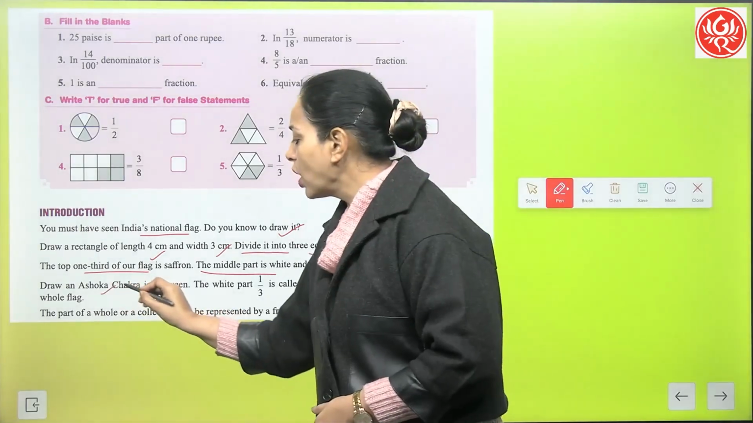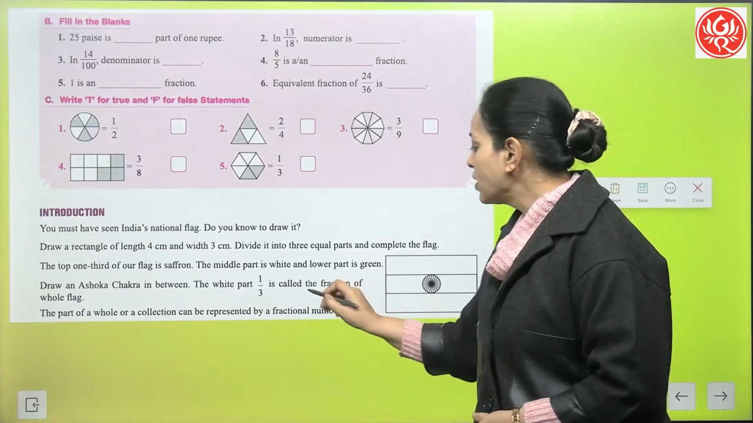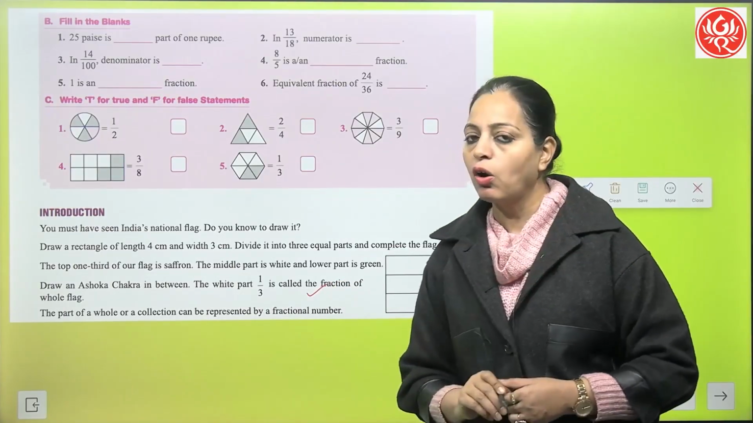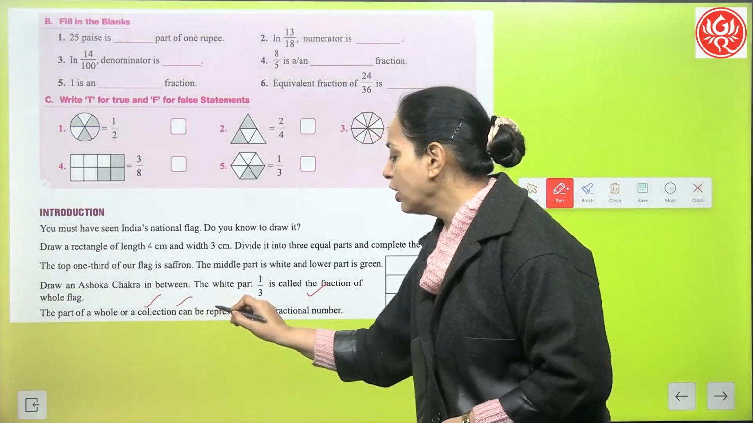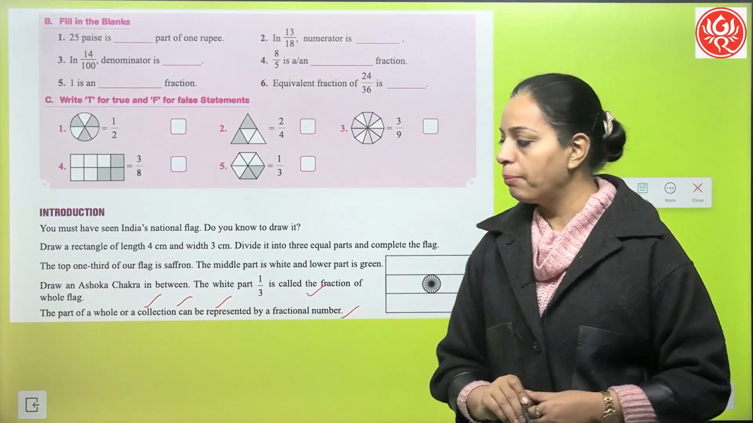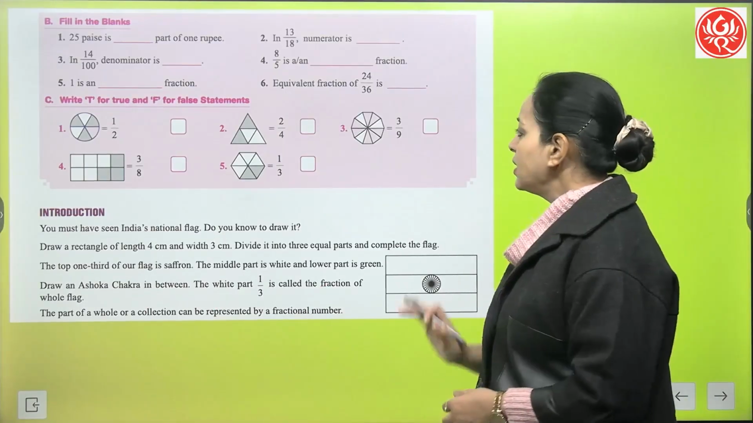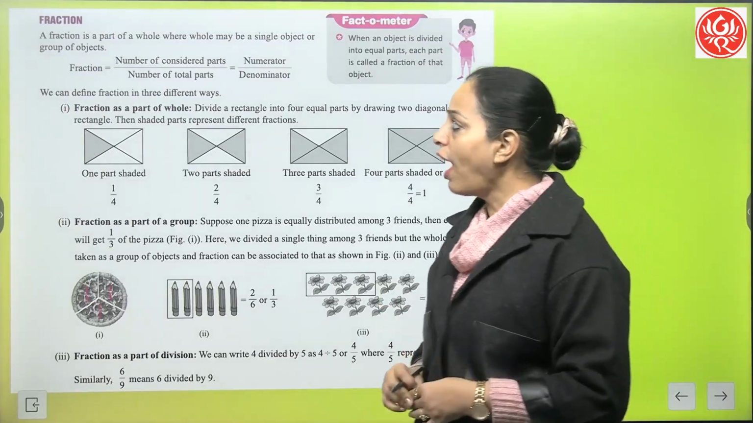Now draw an Ashoka Chakra in between the white part. 1/3 is called the fraction of the whole flag, and the part of the whole or a collection can be represented by a fractional number. So, see here, next one, fraction. What do you mean by fraction?